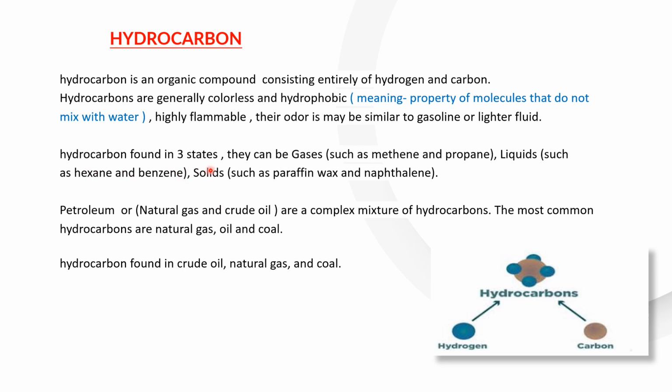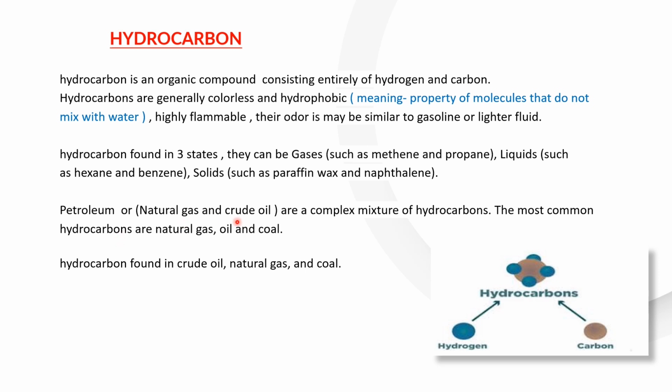Hydrocarbon is found in three states. They can be gases, they can be liquids, they can be solids. If the hydrocarbons are in the form of gas, they might be methane or propane. If liquids, such as hexane and benzene. If solids, such as paraffin, wax, and naphthalene.